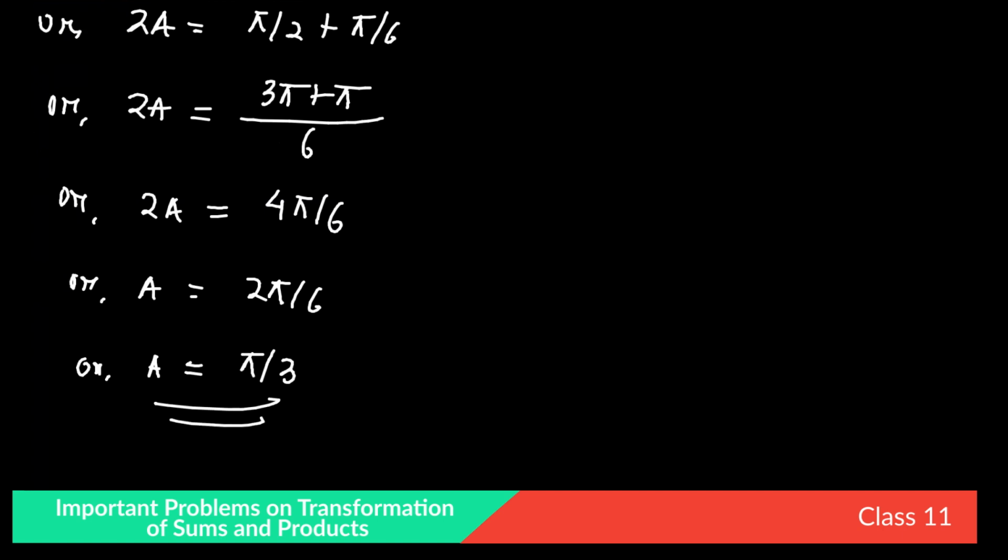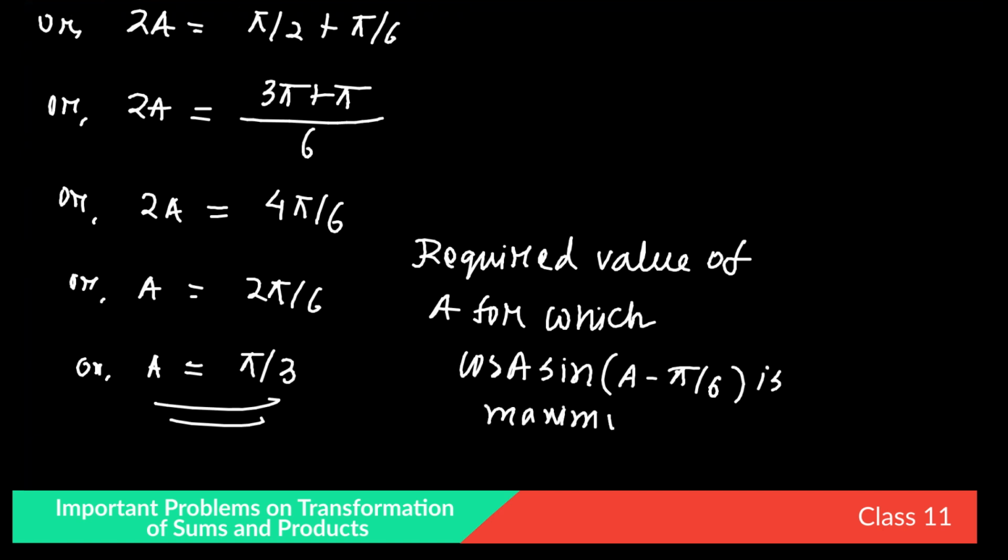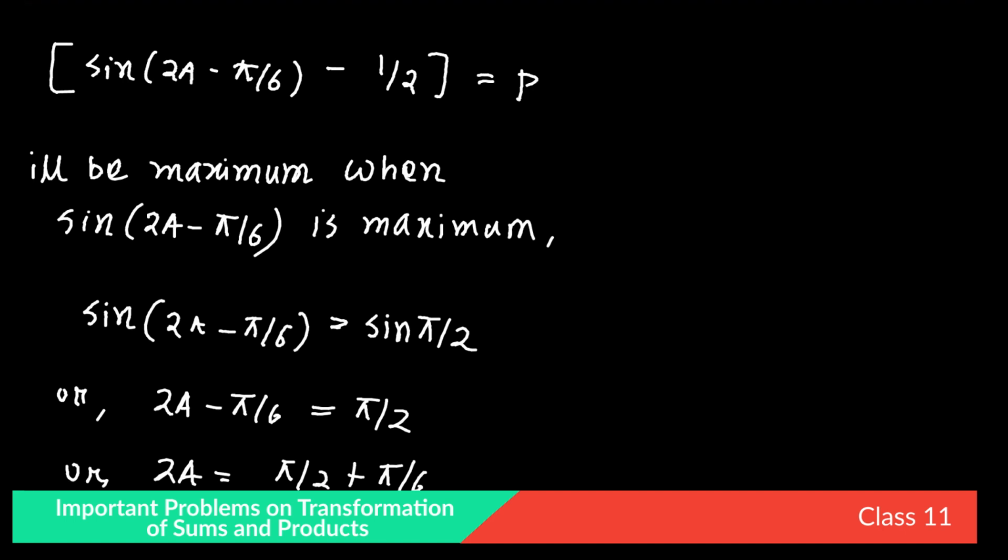Okay, so what is the required value of A? The required value of A for which cos A into sine of (A minus pi by 6) is maximum is pi by 3. Okay, so this is the required answer for this question.